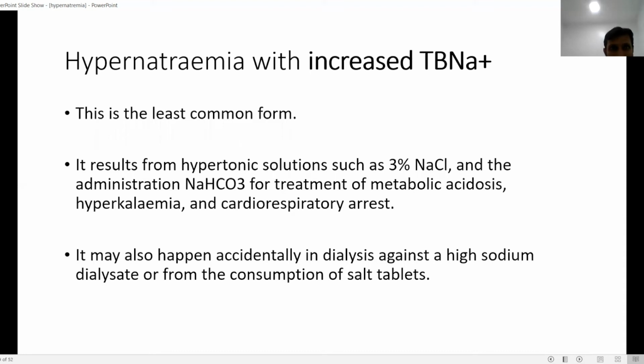Then the second one is hypernatremia with increased total body sodium. This is the least common form of hypernatremia.